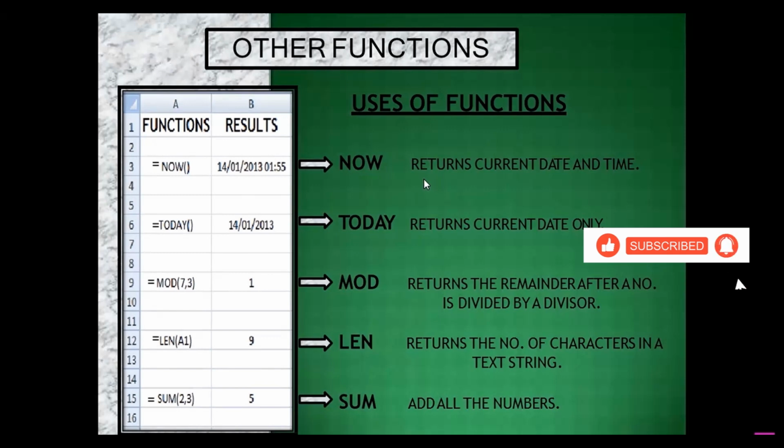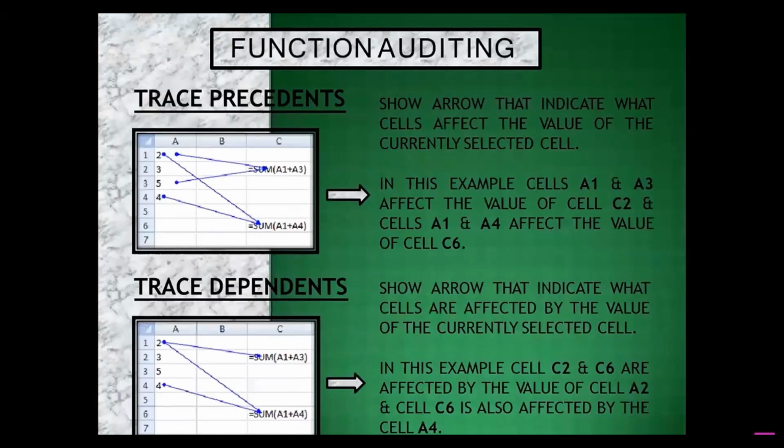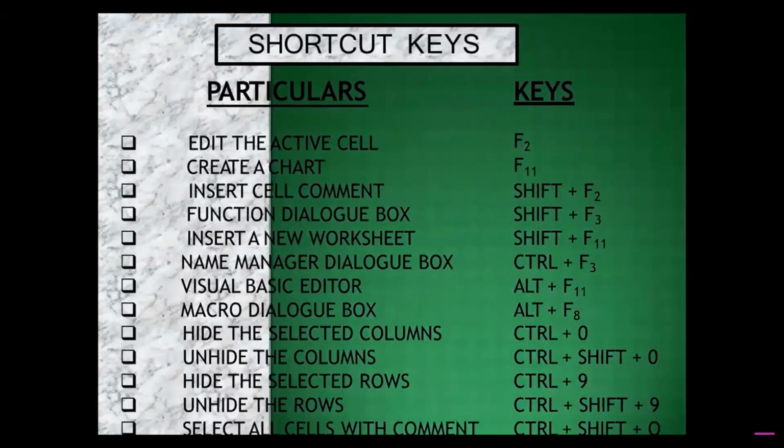If I say 7 divided by 3, it will return the remainder. 7 divided by 3: 3 twos are 6, one value is the remainder, then it will be divided. It's a 1. This is a dependent value and a precedent value. Dependent value means that one value depends on another value, and precedent value means that the output is coming from this value. This is called the precedent value.